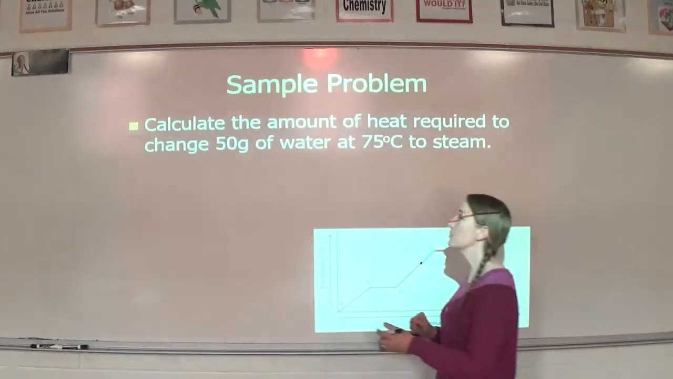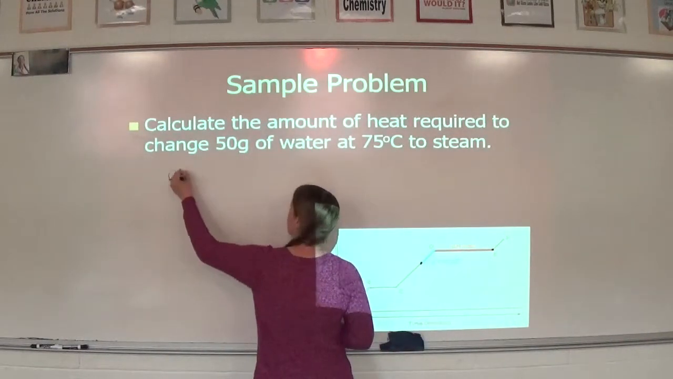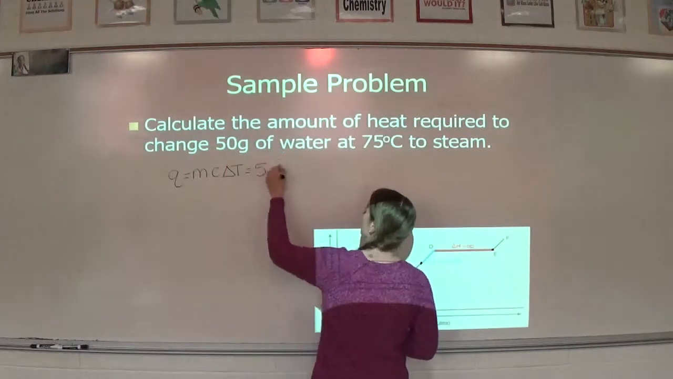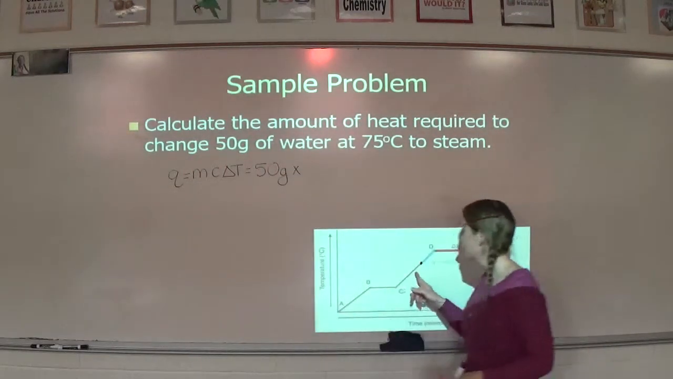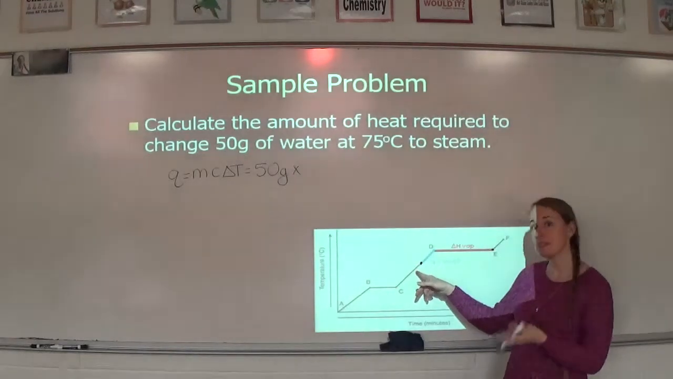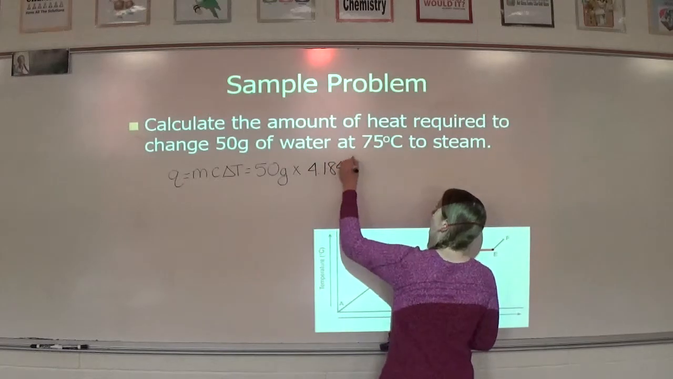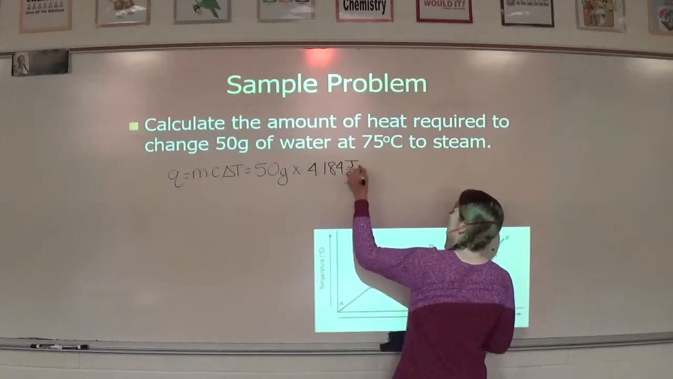All right, so I'm going to do the blue line first. So Q equals MC delta T. So my mass is, of course, 50 grams. Here, I'm talking about liquid water. The specific heat for liquid water is 4.184 joules per gram degrees Celsius.